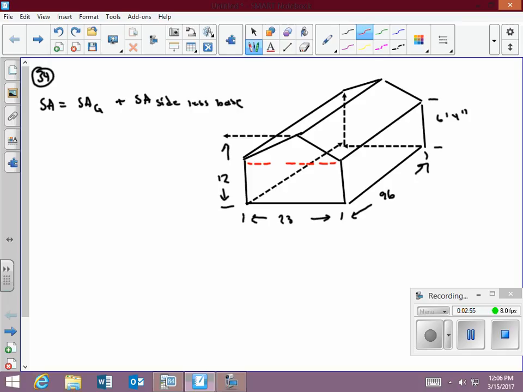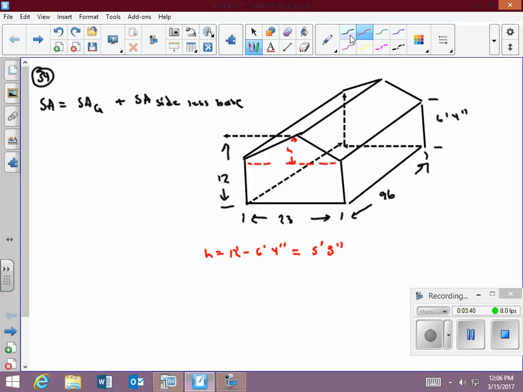So with the information given, we can determine this height right here by taking the 12 feet. The H is going to be 12 feet minus the 6 foot 4 inches. So that's going to be 5 foot 8 inches. Now we have enough information to calculate that end.